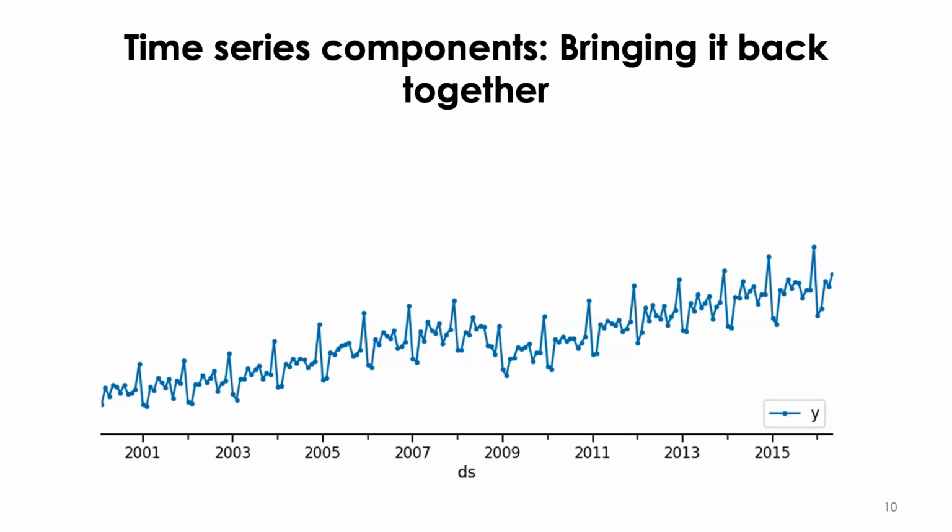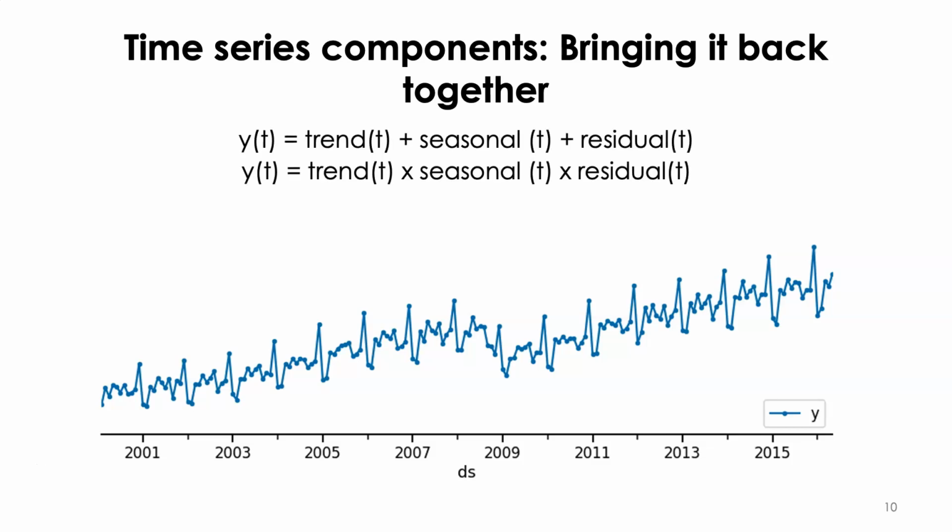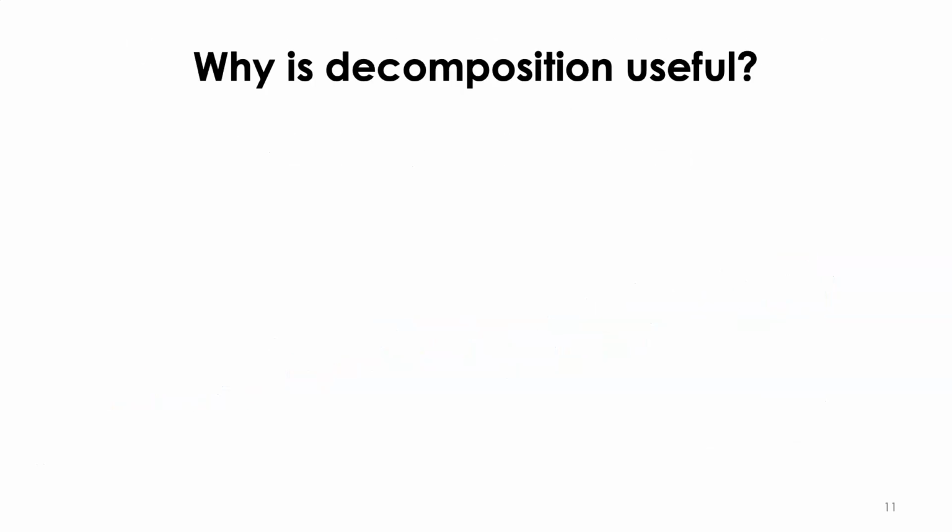Let's discuss what it means to break a time series down into components and how they can be brought back together to recover the original time series. Once we have extracted the individual components, for example the trend component, seasonal component, and residual component, we could either sum or multiply them together to try to recover the original time series. Whether or not you should choose a model which sums them or multiplies the components together, we will discuss in the next lecture.